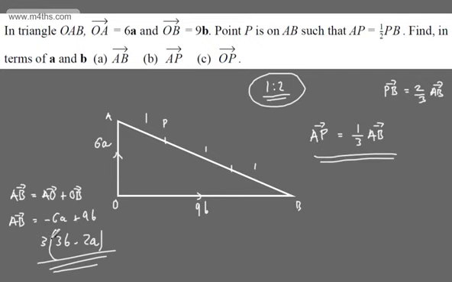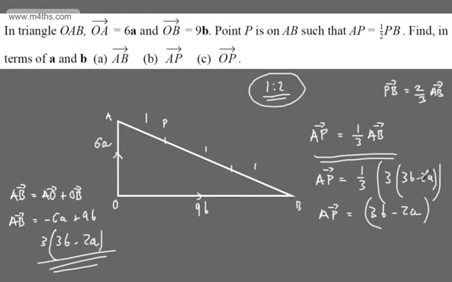Now, quite clearly, I've already got A to B here. So we can say now that A to P will be equal to 1/3 of 3B minus 2A, which is going to work out really nicely. So we can say that A to P will be equal to simply 3B minus 2A. 1/3 of that is just going to give me this right here.